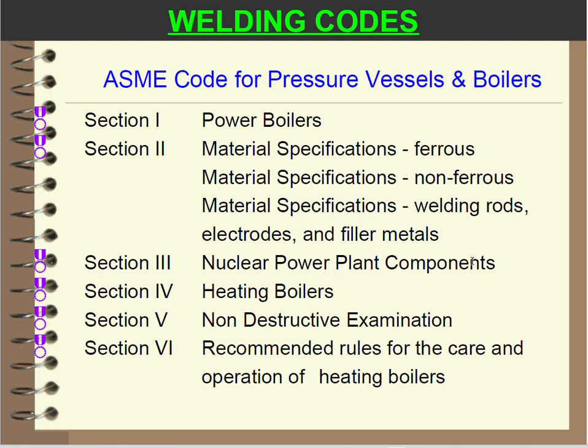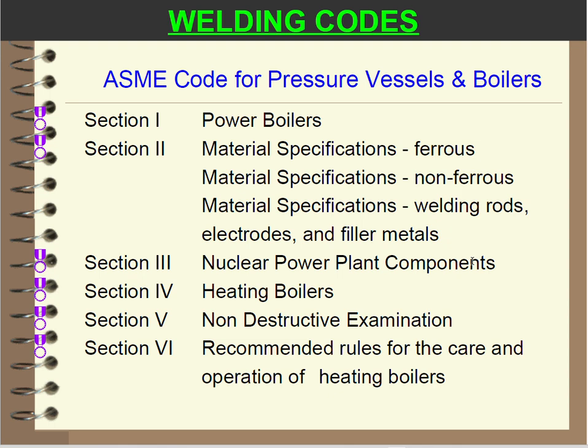And there are several types of ASME code, but for boiler and pressure vessel, the main sections are: ASME Section 1 refers to power boilers. Section 2 refers to material specifications, ferrous, non-ferrous, and welding rod, electrode, and filler material. Section 3 refers to nuclear power plant components. Section 4 refers to heating boilers. Section 5 refers to non-destructive examination.